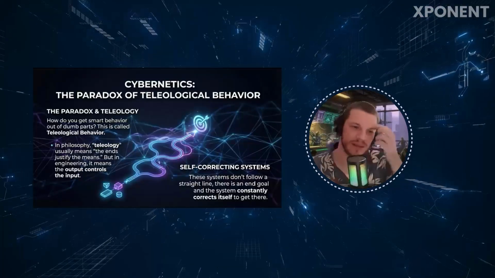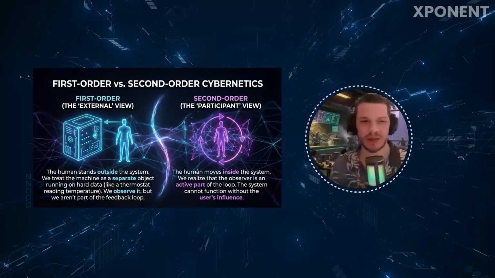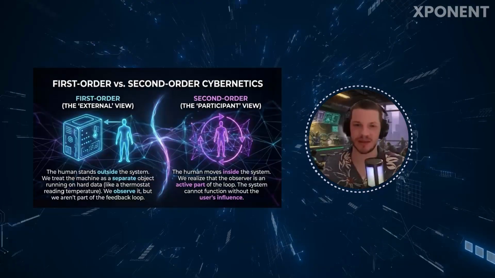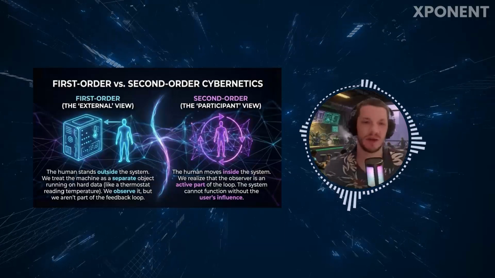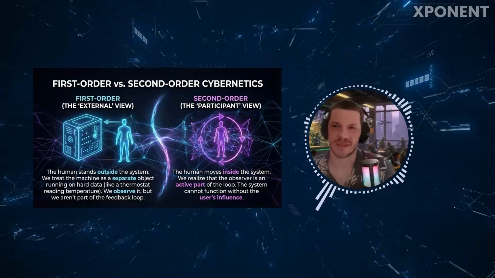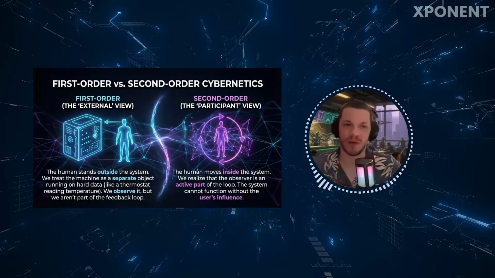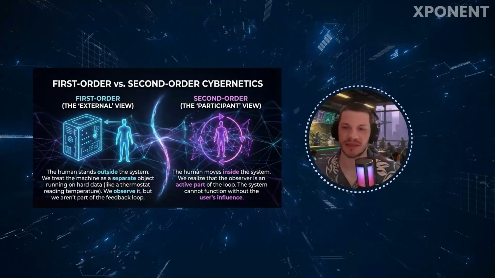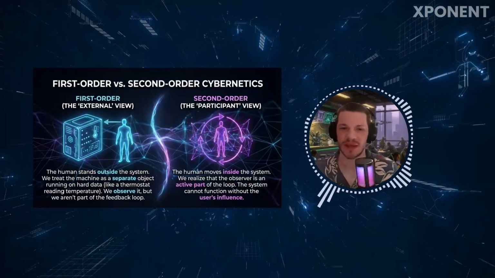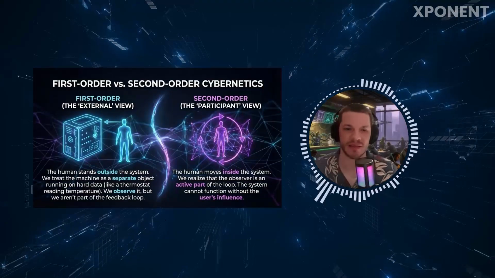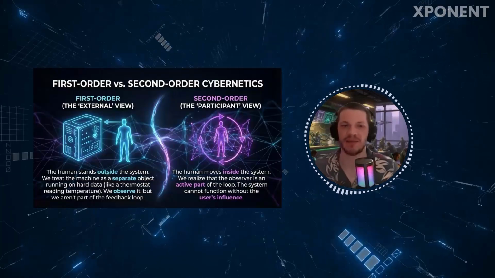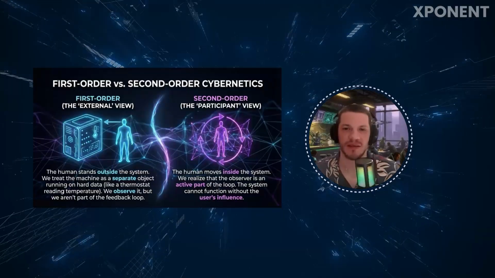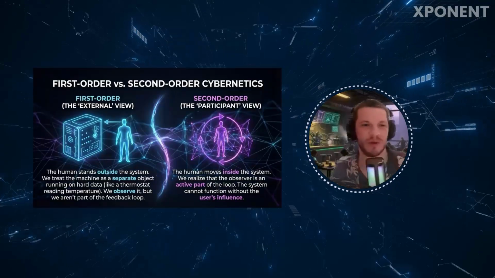We're going to talk about first order and second order cybernetics. So first order is an external view. The human's outside of the system. We treat the system as a separate object that runs on hard data, like the thermostat in the oven turning the element on and off. We observe it, but we're not a part of the feedback loop. And then second order cybernetics, that's the participant view, where the humans inside the system, they operate inside the system. The observer is an active part of the loop. The system can't function without the user's influence. Okay, that's the theory. Hope you got all of that.